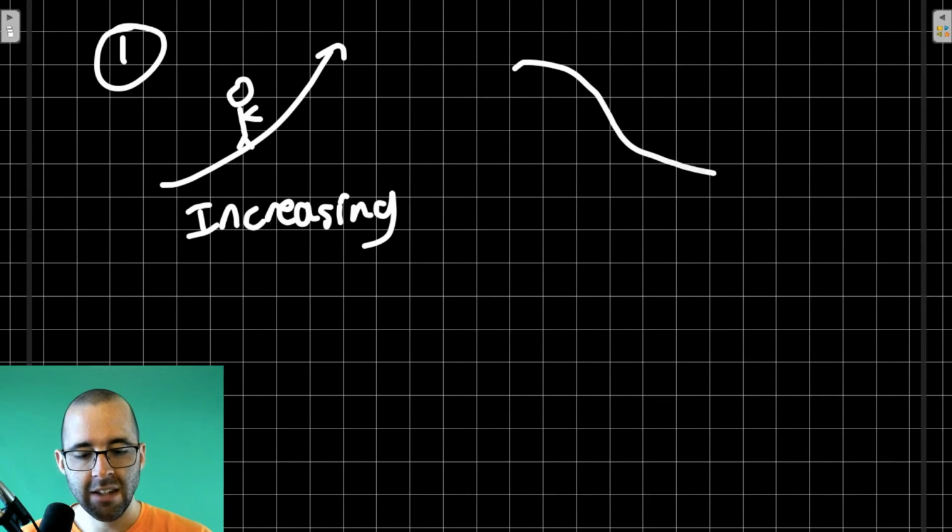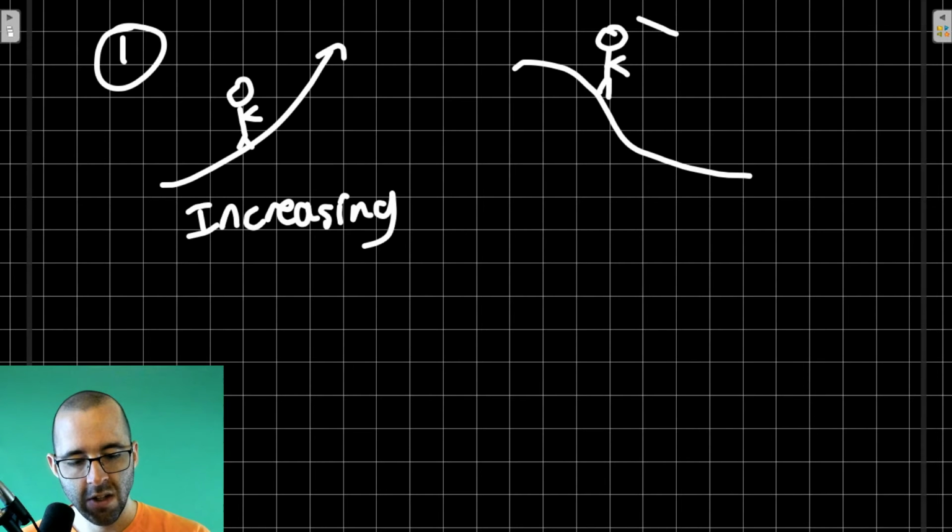And if we add something like this, this is decreasing. Whoa, your arms are on backwards. All right, because they're going downhill. Going that way, he's going that way. So downhill means decreasing.